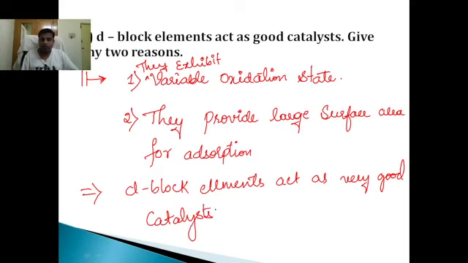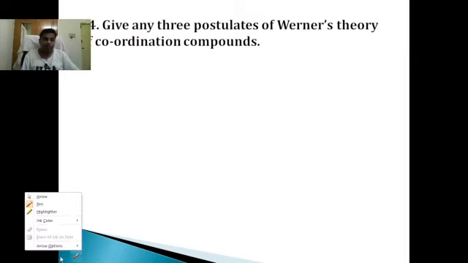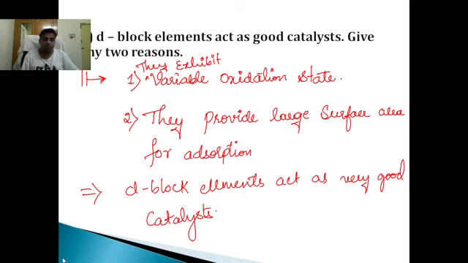They act as very good catalysts. Understood? Yes, that's it. Next one. Look at this, such a simple question. This is how the questions will be even in your board exams.